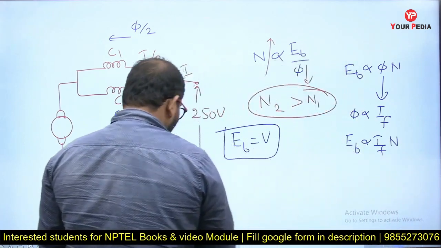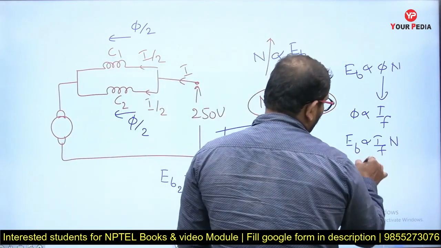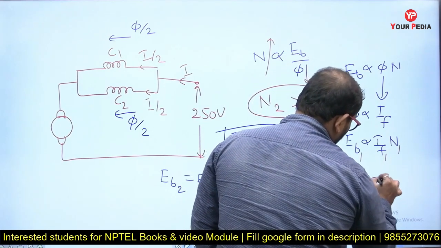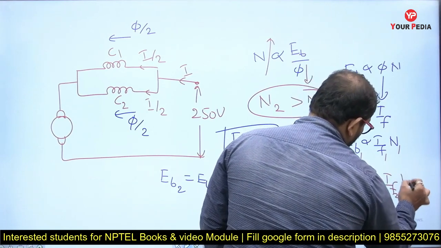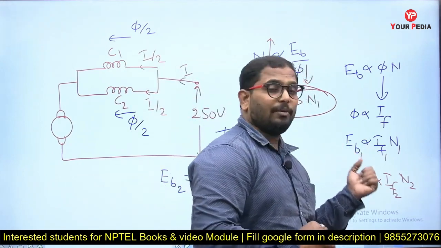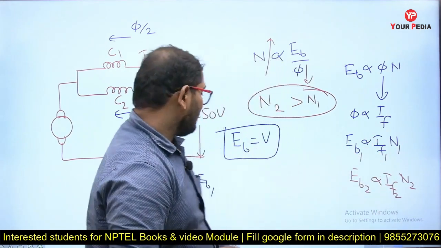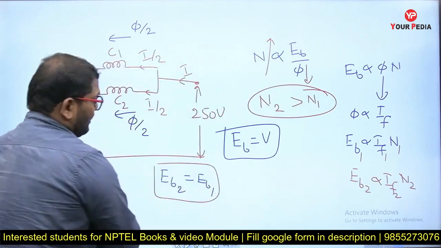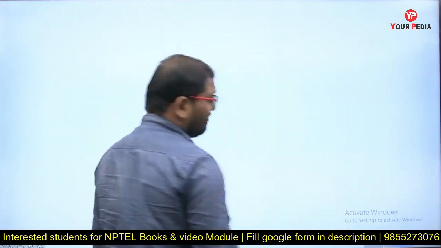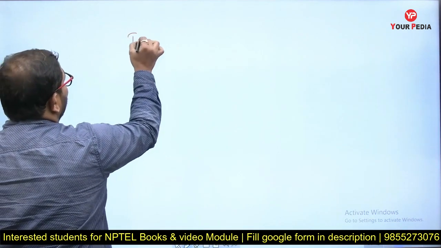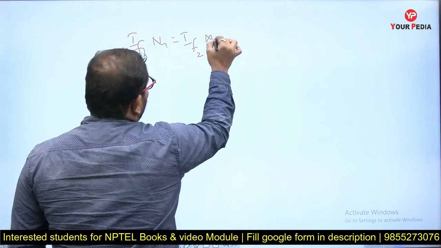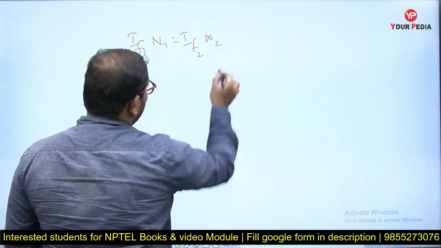Now I'll add suffixes for the different configurations: 1 for configuration 1, 2 for configuration 2. Now we know EB1 and EB2 in terms of IF and N. As we already know, both the EBs are equal because of the condition of ignoring losses. So IF1 N1 is equal to IF2 N2.